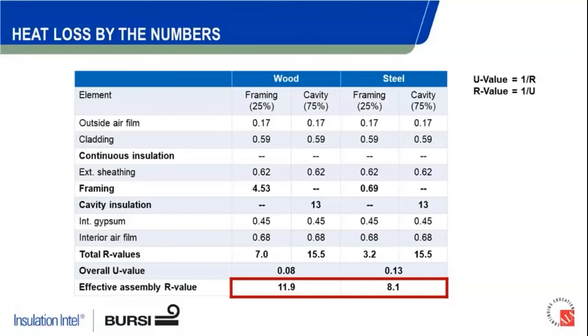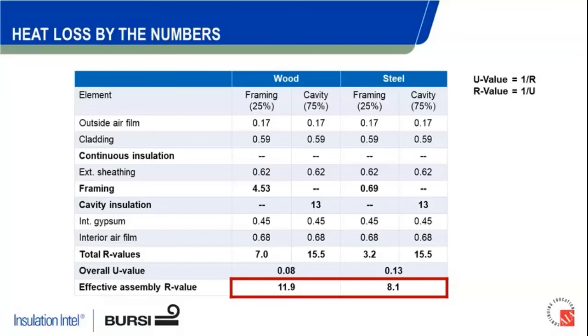So in general, you would assume that positive relationship as you add all these components together, you're going to get performance better than the R value of the insulation you put in the cavity. But with the fact of thermal bridging, in a wood framed assembly, your total performance in this case is 11.9. So not a huge drop off.